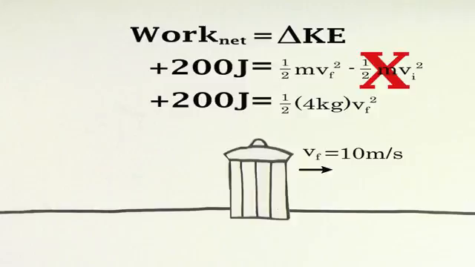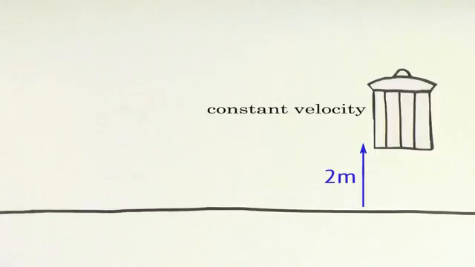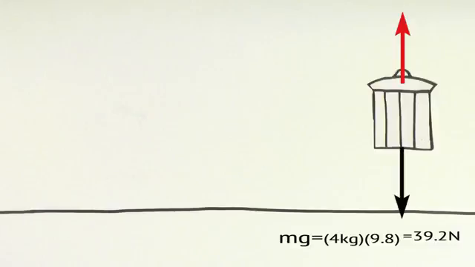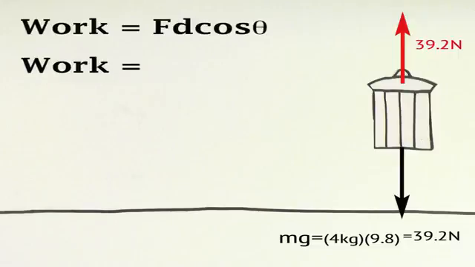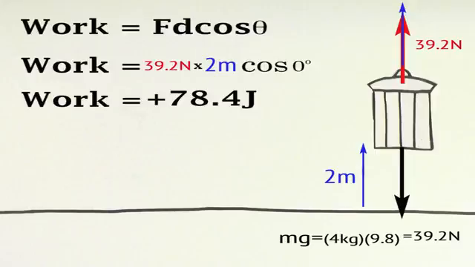This time, let's say you take the trash can and lift it upwards with a constant velocity for a distance of 2 meters. In order to lift the trash can up with a constant velocity, you need to push with a force equal to the weight of the trash can, which means you have to push upwards with a force of 39.2 newtons. So to find the work done by the force that you exert, the force is going to be 39.2 newtons, the displacement is going to be 2 meters, and the angle between the force and the displacement is going to be 0 degrees because the direction of the force that you exert is in the same direction as the displacement of the trash can. So the work that you've done in lifting up this 4-kilogram trash can is 78.4 joules.